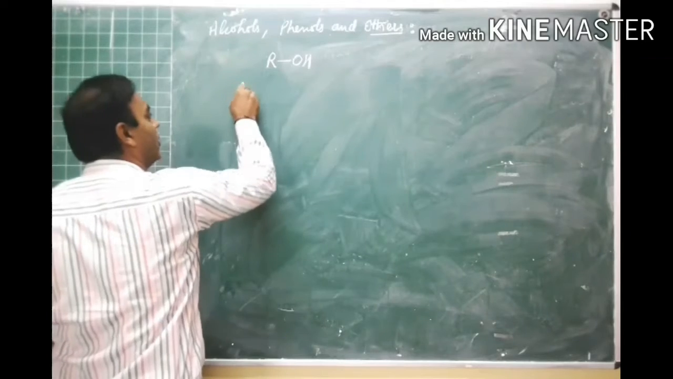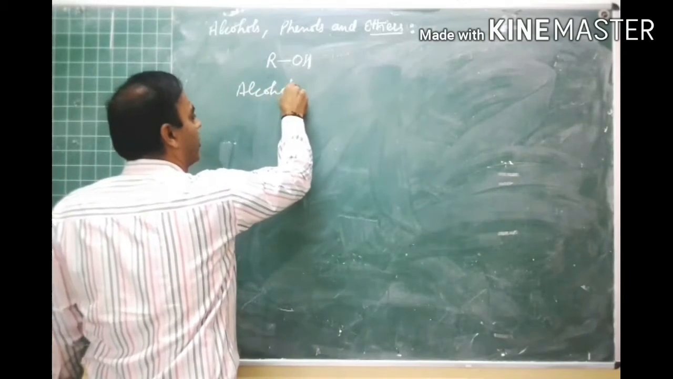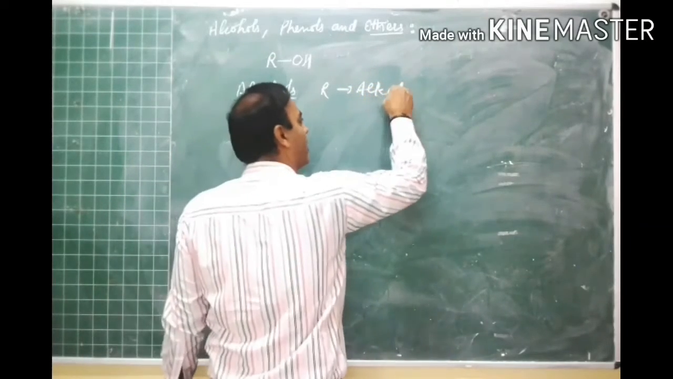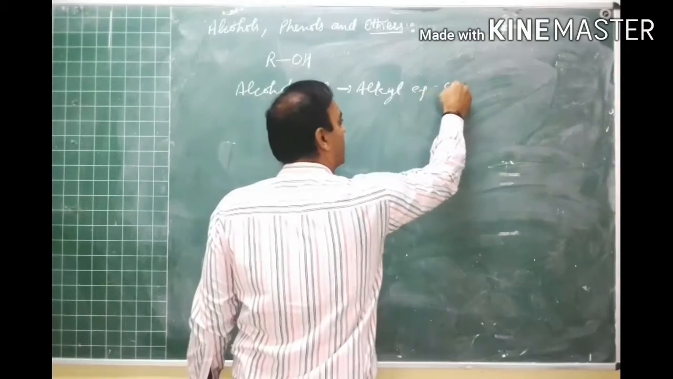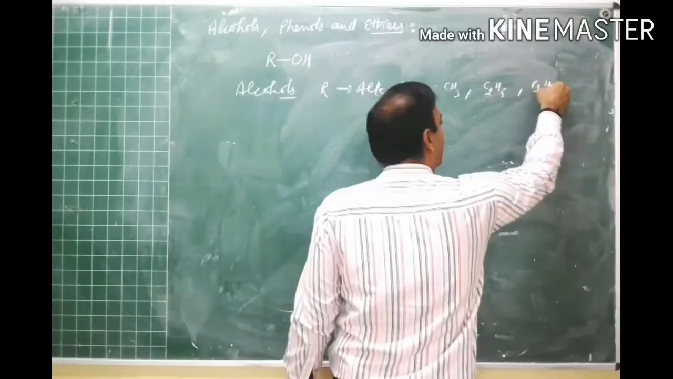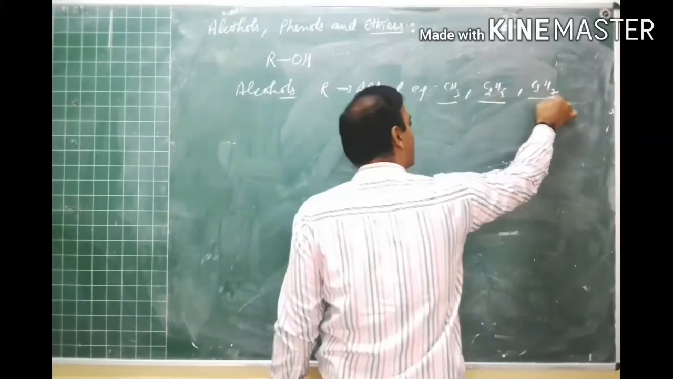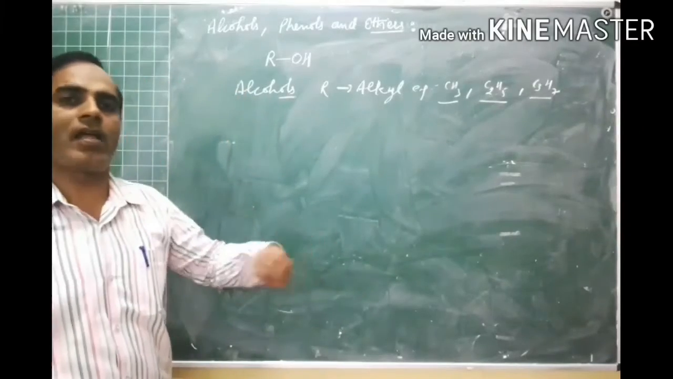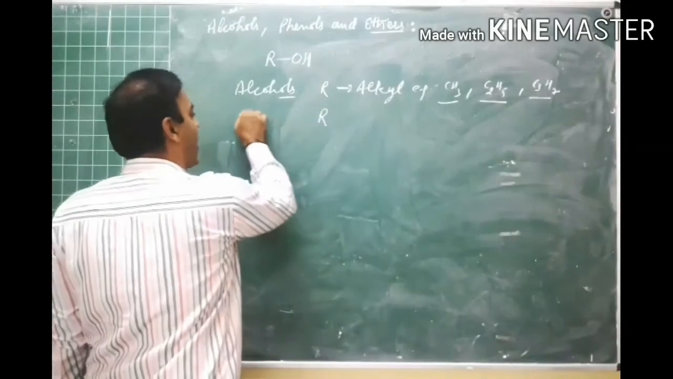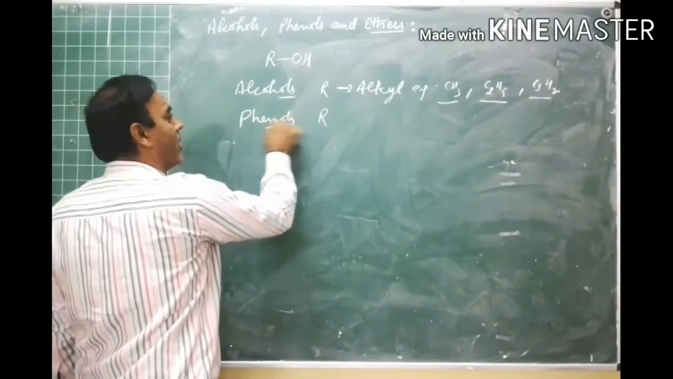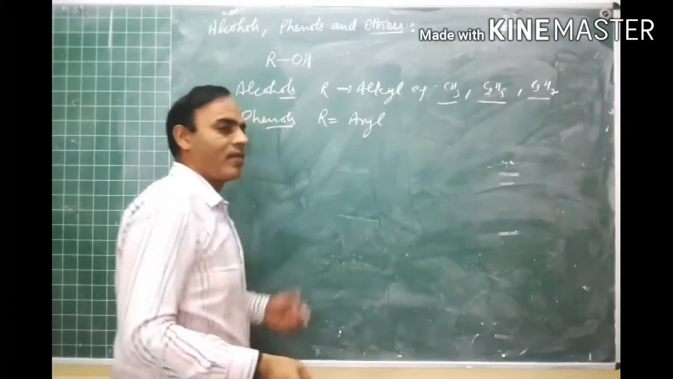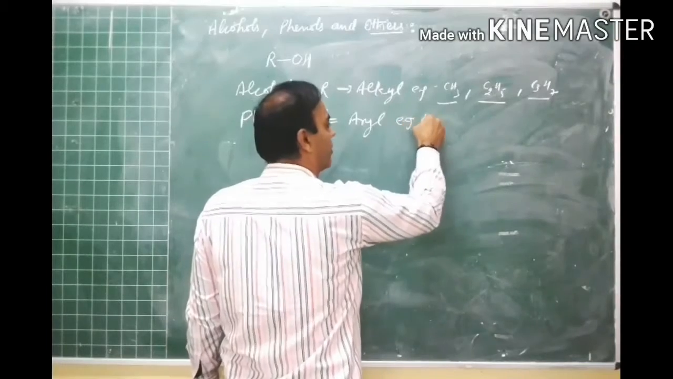That is, in case of alcohols, R is an alkyl group. Alkyl group, for example CH3, C2H5, C3H7. This is methyl, this is ethyl, this is propyl, and so on you can write. That is butyl, pentyl, hexyl, and so on. So if R is an aryl group, then this becomes phenol. This formula will become phenol if R is an aryl group, for example, benzene, right?